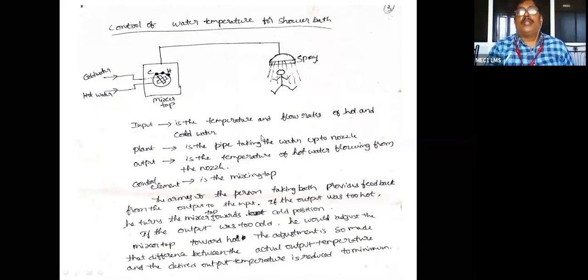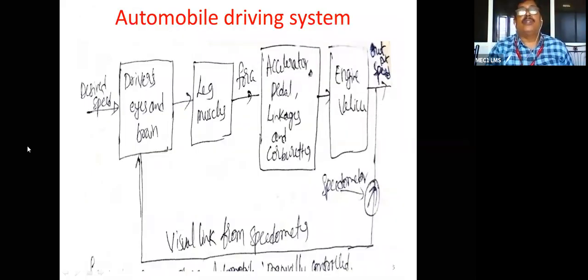We'll go to the next one. We'll go to the automobile driving system. In automobile driving, these are examples of a manual control system. Here it is manual, in a four-wheeler for example. The driver's eyes and brain decide the desired speed he has to travel, say 90 km or 100 km in a car.